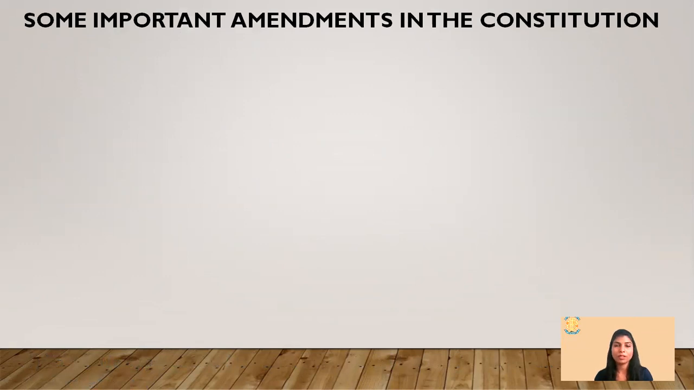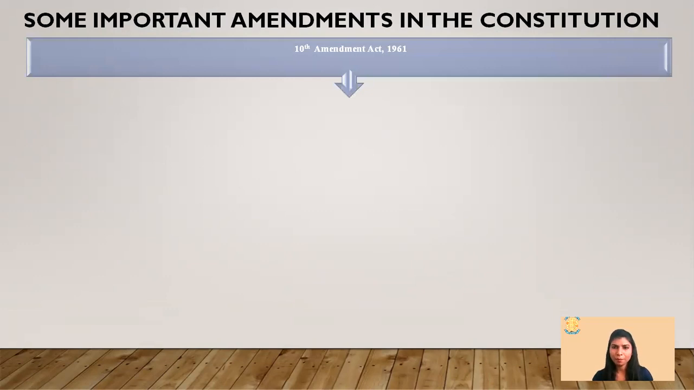Now, some important amendments in the constitution. As I said, there are a total of 104 amendments till now done in our constitution. So we'll not see each and every amendment, but some interesting and important amendments we'll see. Why do we do amendments? As society changes time by time, our law also needs to change, but we cannot change the basic structure of our constitution.